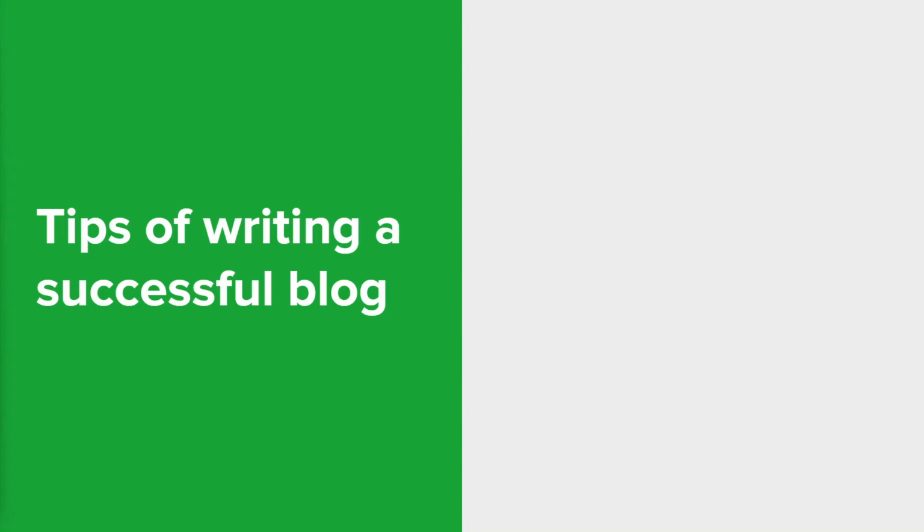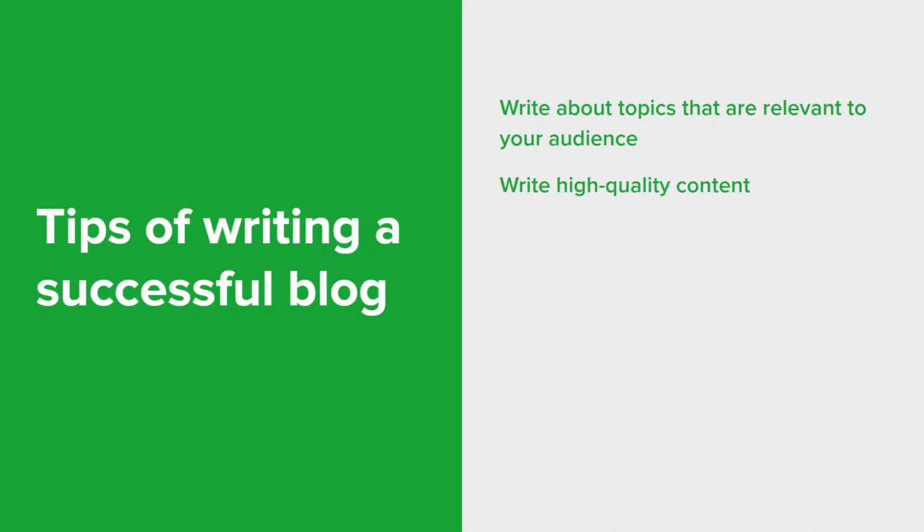So here are some tips for writing a successful blog. The first one is that you want to write about topics that are relevant to your audience. So what are your visitors interested in? What problems do they have? You want to write about topics that will be helpful and informative to them. Your blog post should be well written, informative and engaging. Avoid writing about topics that you're not knowledgeable about.